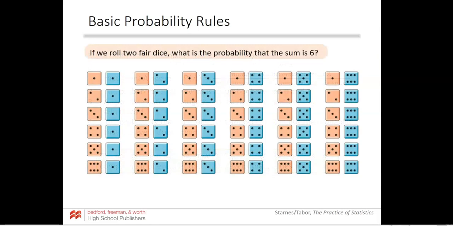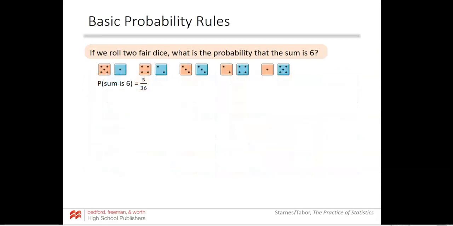If we roll 2 fair dice, what is the probability that the sum is 6? Looking at all 36 possibilities, a sum of 6 would be 5 and 1 in the first column, 4 and 2 in the second, 3 and 3 in the third, then 2 and 4, and then 1 and 5. So there are 5 different possibilities, so 5 out of 36.